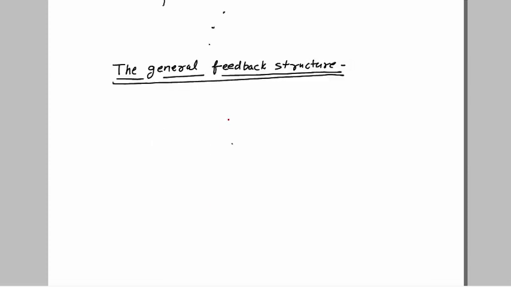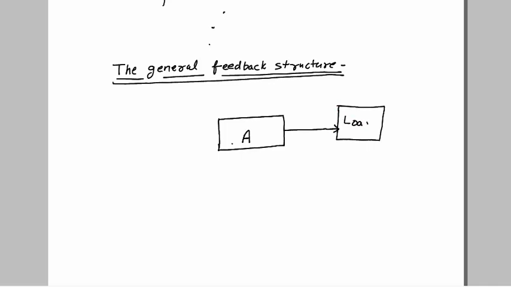Let us see the structure of a feedback. Suppose this is our amplifier, which has the open loop gain A. It means A represents the gain of the amplifier without feedback. Then we have a load across which the output will be taken.